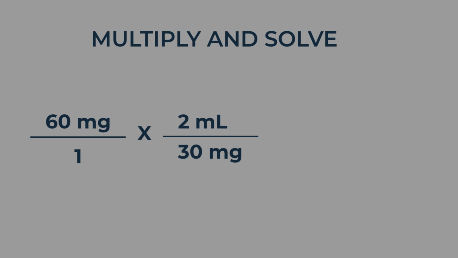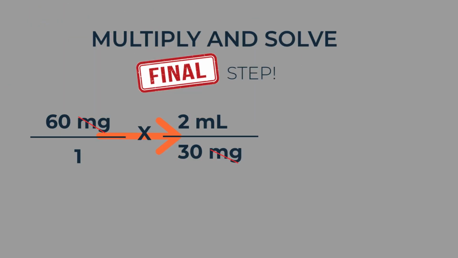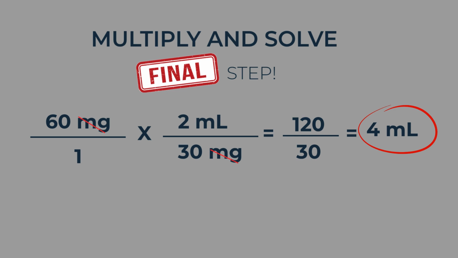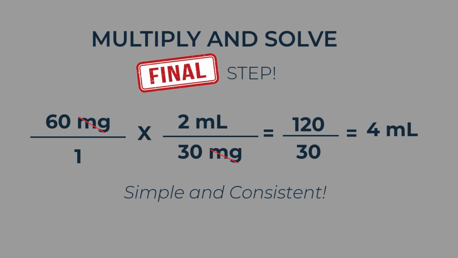Now that your units are set up and your milligrams have canceled, you're ready to solve. Multiply across the top, 60 times 2 equals 120. Multiply across the bottom, 1 times 30 equals 30. Now divide. 120 divided by 30 equals 4 milliliters. That's your final answer. You would draw up and give 4 milliliters of Ketorolac IM. This setup keeps your thinking consistent and prevents medication errors because the units lead the way. And no matter how complex the problem becomes, this structure will still hold.